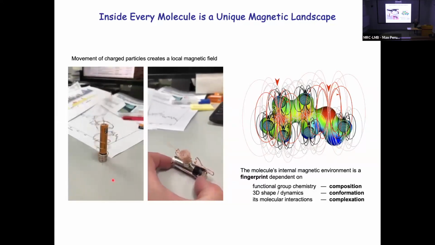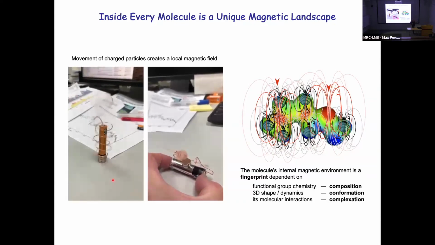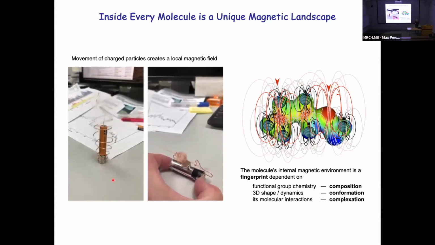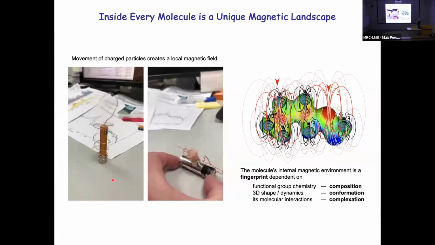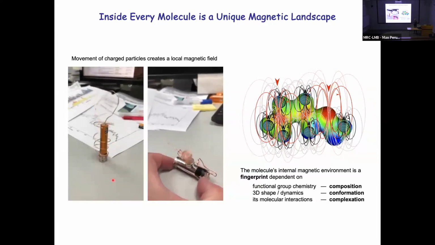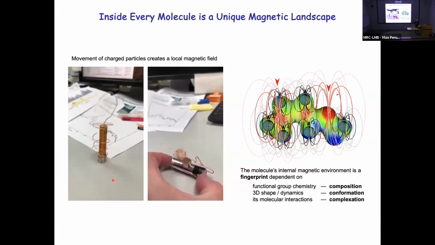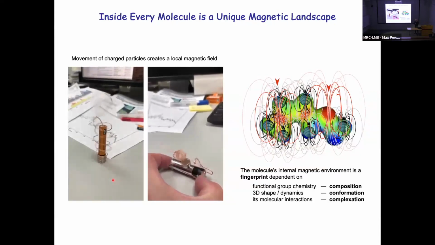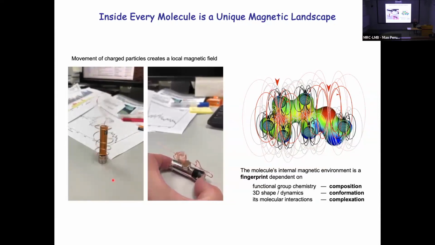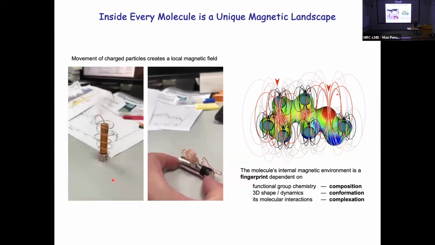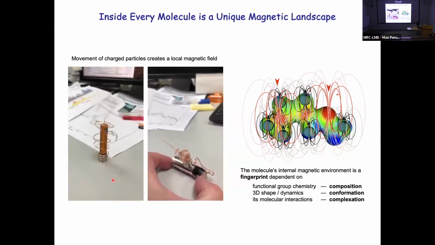landscape that will reveal what the composition of the molecule is, that is the functional group chemistry and the covalent bonding network. It also tells us the shape of the molecule, any interactions that the molecule is making with other molecules, and the dynamics, the way in which the time dependence of the three-dimensional structure.